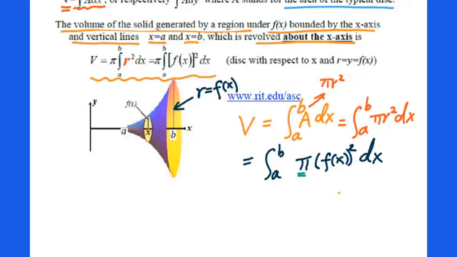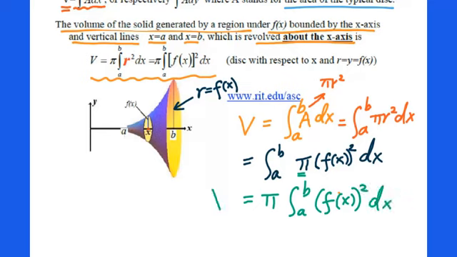Since pi is constant, I can take pi outside. Definite integral of f of x squared from a to b. This will be the volume of a solid of revolution about x-axis.